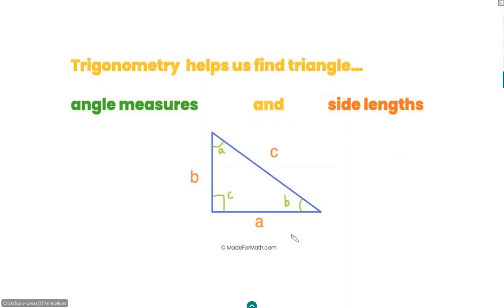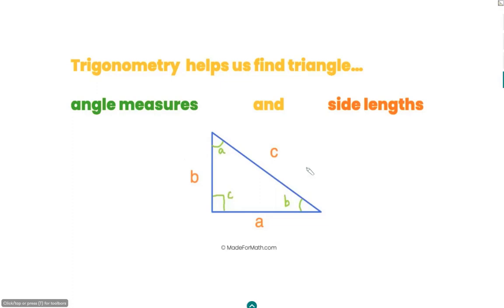So when talking about triangles, trigonometry can help us find angle measures, so how many degrees are in each angle of a triangle, as well as the missing side lengths. Now, if you've already learned about Pythagorean theorem, you might say, well, why do we need this? Because we can use Pythagorean theorem to find the missing side of a right triangle.